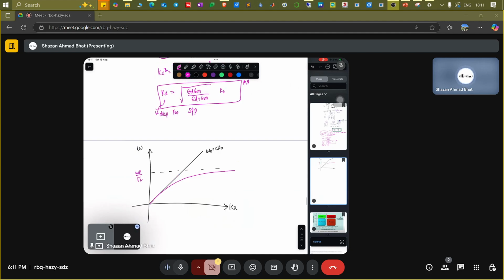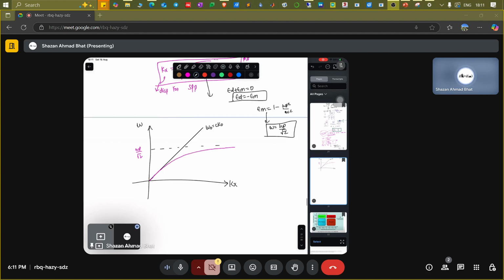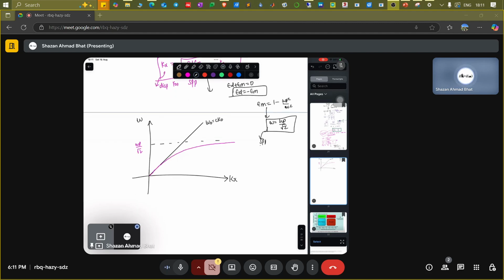Okay. So now from this equation also you can see that if epsilon d plus epsilon m is equivalent to 0, that means epsilon d equals to minus epsilon m, and you can just put it into the epsilon metal, which is basically 1 minus omega p square divided by omega square, and you get omega to be equivalent to omega p divided by square root of 2. This is the condition for surface plasmon polariton resonance.